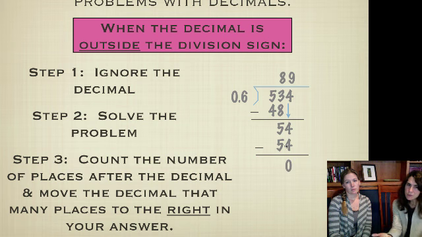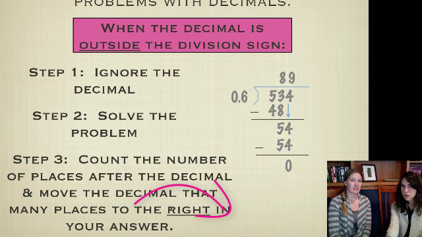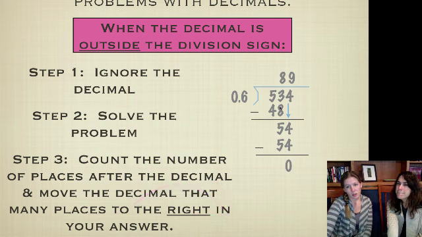But now we want to think about this last step. Count the number of places after the decimal and move the decimal that many places to the right in your answer. So that's the big difference. Before, when it was underneath, we moved it that many places to the left. It would be great if it were that simple, but it's not. If it's on the outside, we have to move it to the right.